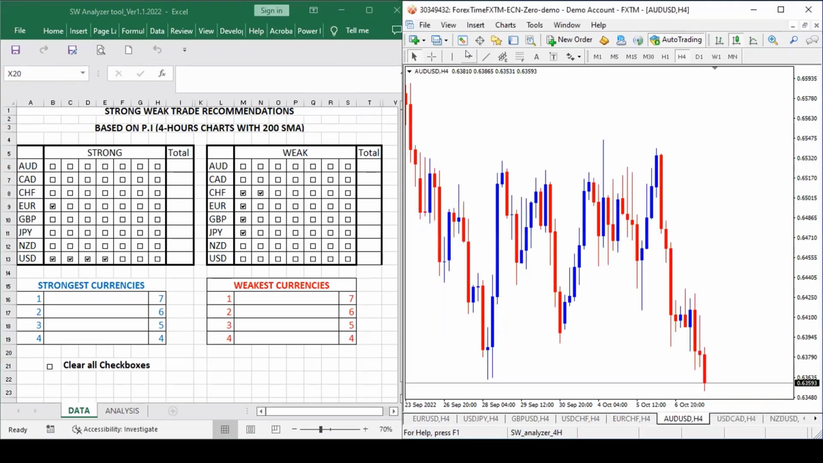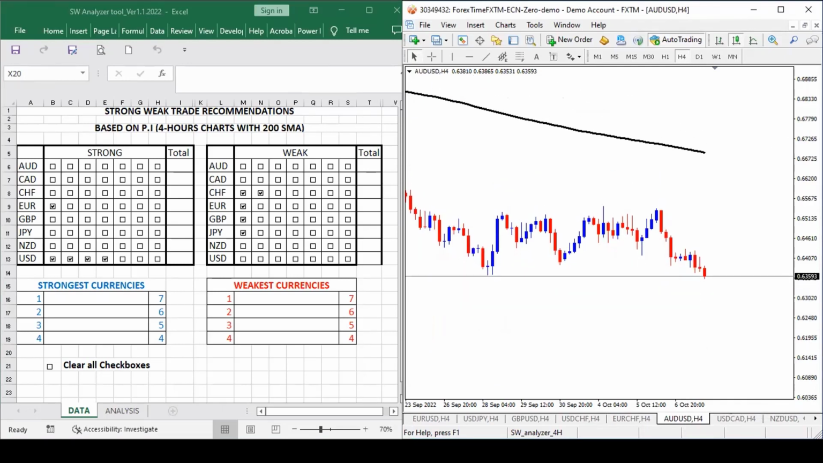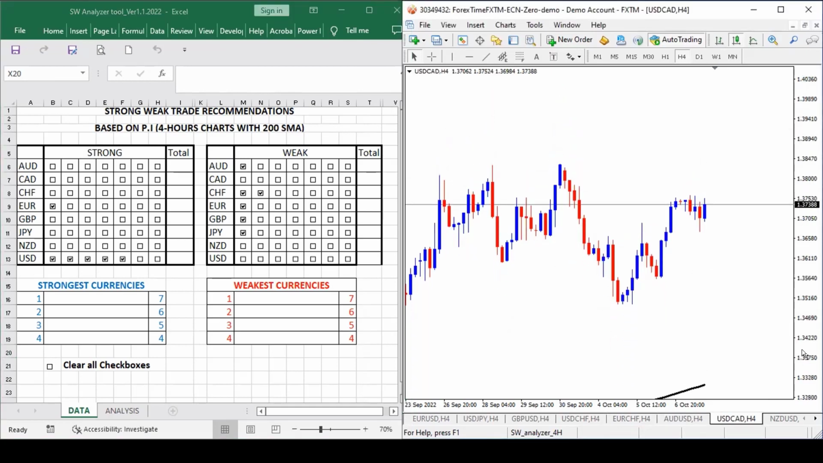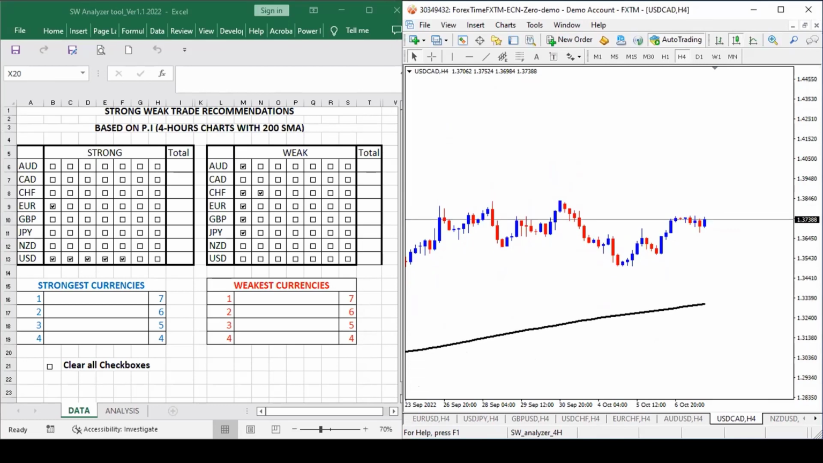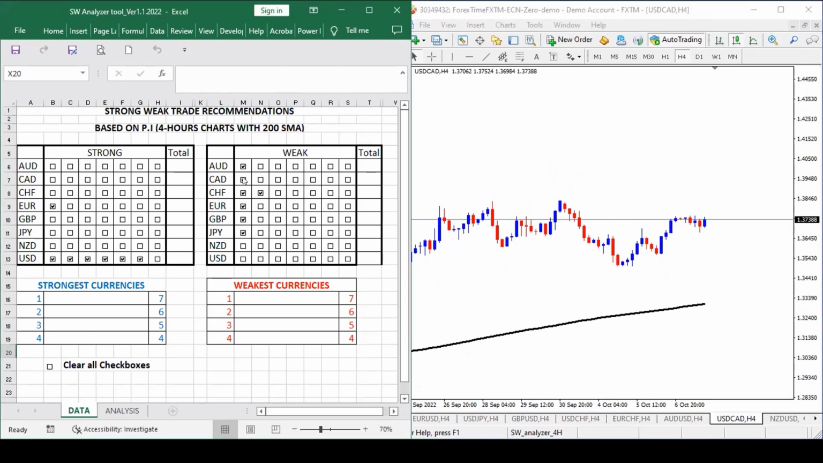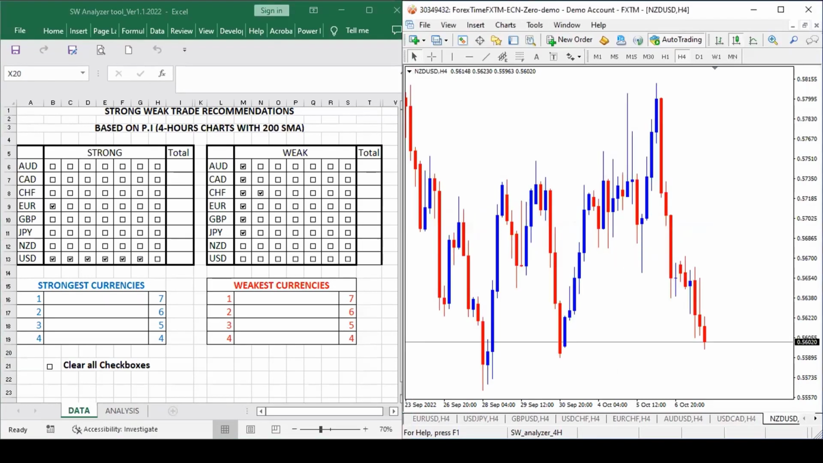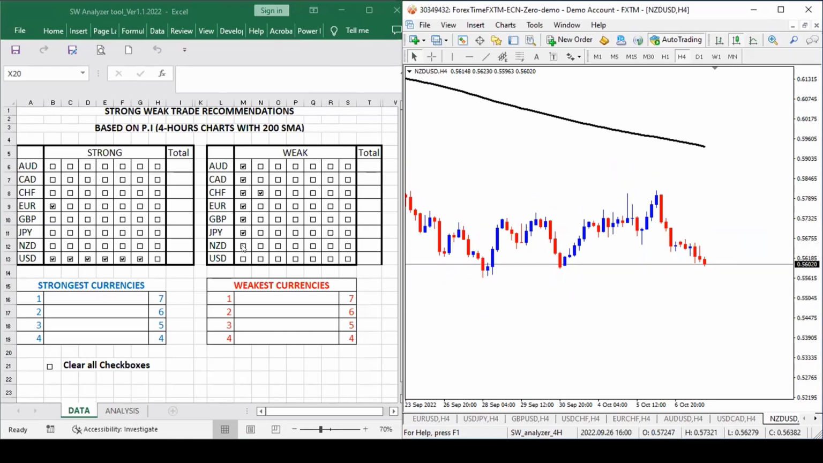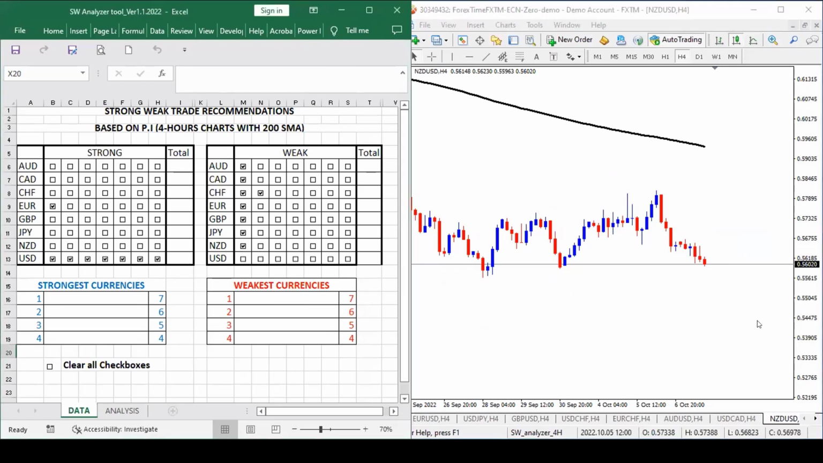Australian dollar USD is trading below the line, the 200 period simple moving average. So that means we're going to put a down arrow for the Australian dollar and an up arrow for the USD. USD CAD is trading above the line. So up arrow for USD and down arrow for CAD. New Zealand dollar USD is trading below the line. So that means a down arrow for the New Zealand and an up arrow for the USD.